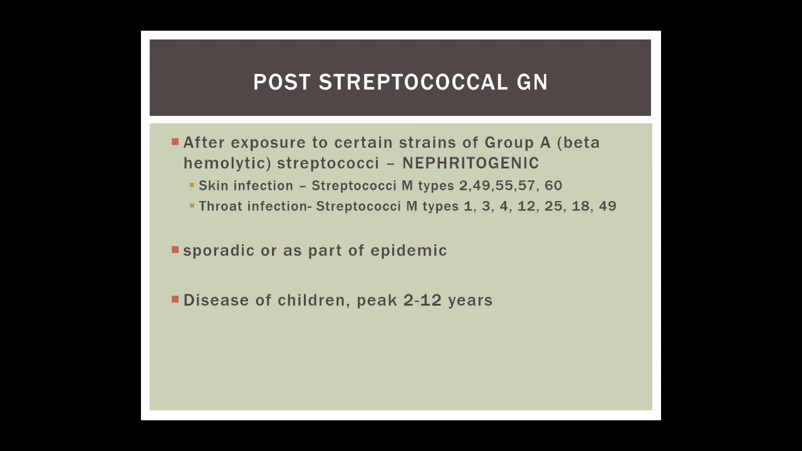Okay, they may occur as sporadic cases, where a patient sporadically appears and you find that the patient has acute PSGN, or it might be an epidemic. Okay, and it is usually a disease of children, but it's not to say that we don't see cases of post-streptococcal glomerulonephritis in adults as well.